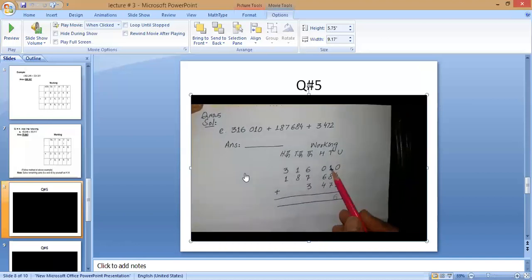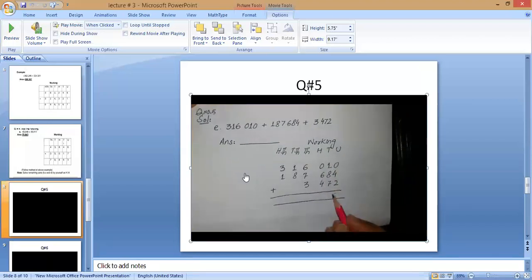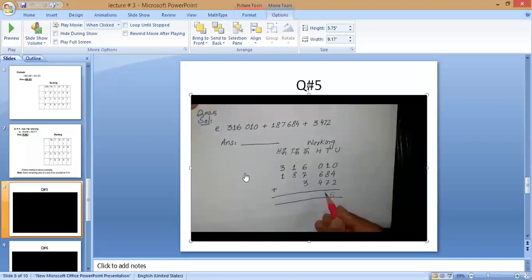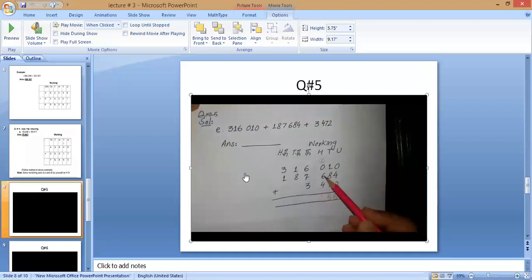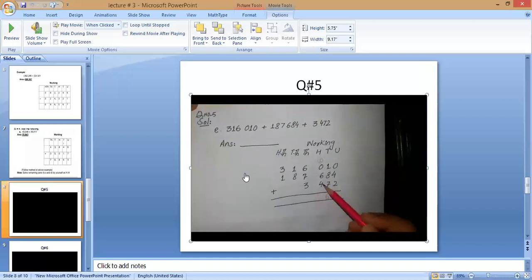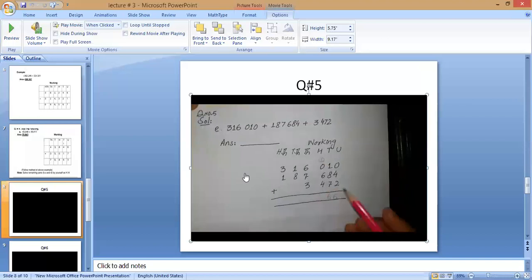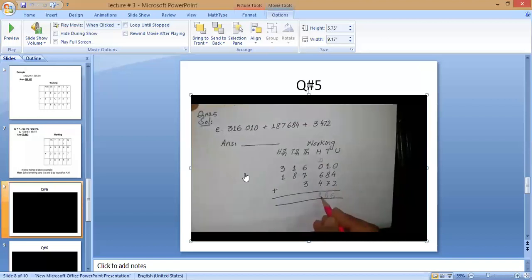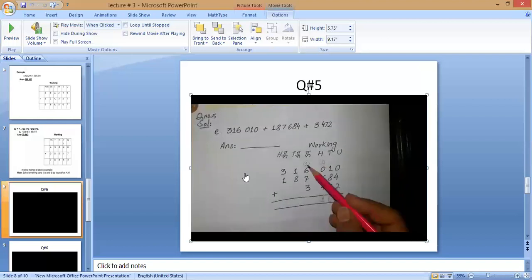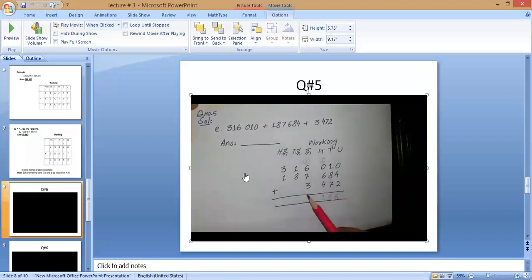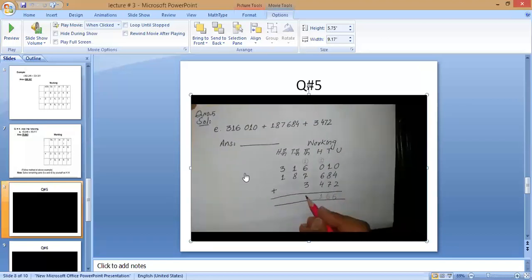1 plus 8 plus 7 is what? Yes, it will be 16. So you will put 6 here. 1 goes to carry. Now add 1 plus 6 plus 4. What will be the answer of this one? It will be 11. So you will write 1 here. 1 goes to carry. Now you will add 1 plus 6 plus 7 plus 3. Yes, what will be the answer? 17. So you will put 7 here.